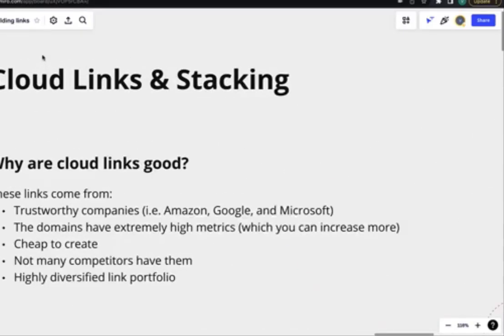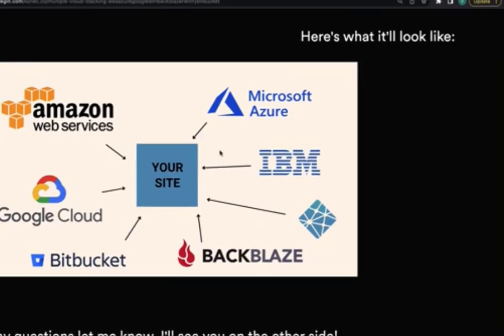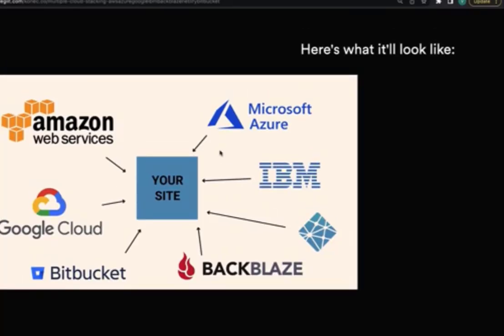So I want to talk about cloud links and stacking. Before I talk about the cloud links themselves, let me first show you a few examples. So cloud links are links from cloud web services. For example, from Amazon Web Services, Microsoft Azure's Cloud, Google Cloud, IBM Cloud. There's a bunch of these cloud services that allow you to have links on there.